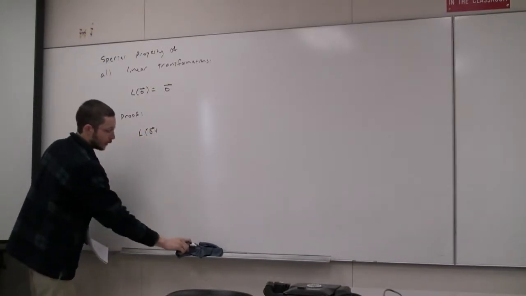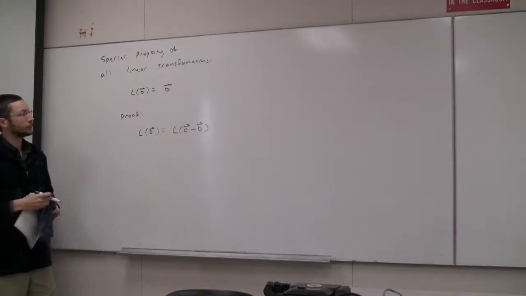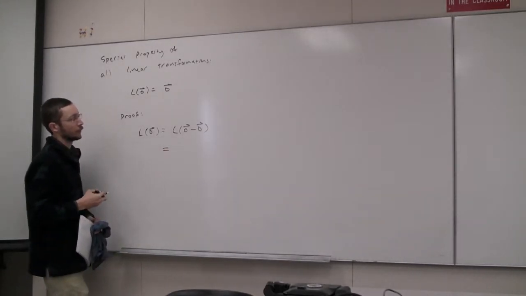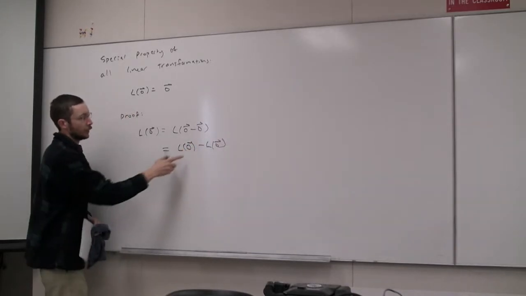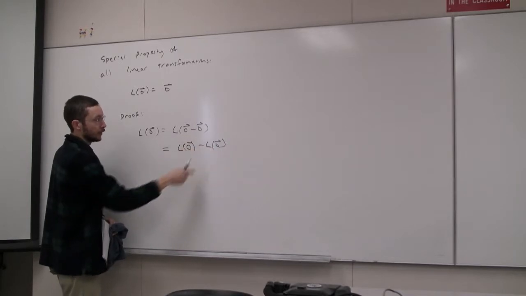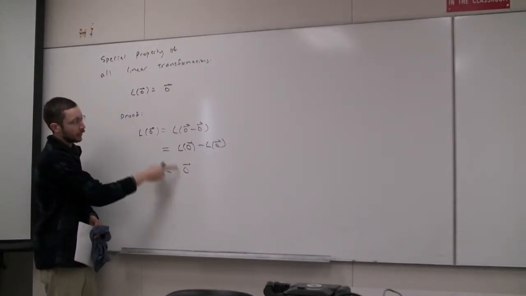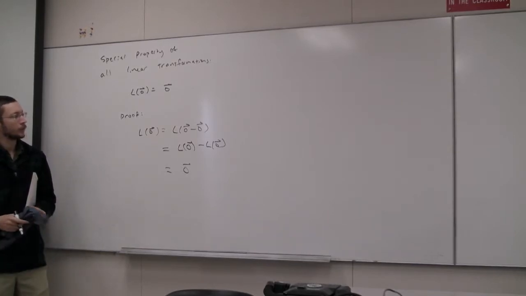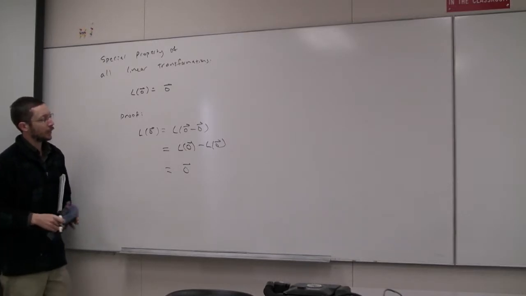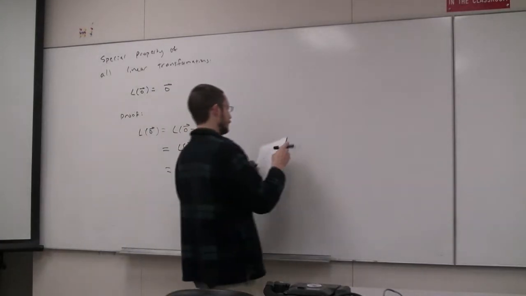And this is pretty easy to see, because we know that L of 0 is certainly equal to L of 0 minus 0. And since linear transformations split over sums, we see that L of 0 minus 0 is really L of 0 minus L of 0. Anything minus itself gives us 0, right? So linear transformations always take the 0 vector in one space to the 0 vector in another space. And we're going to use this property to illustrate how something can fail to be a linear transformation. So let's consider a non-example.